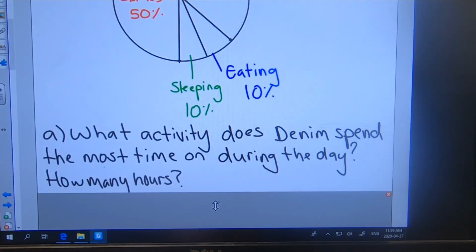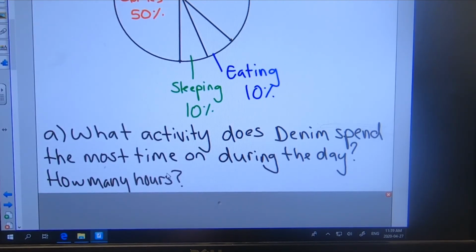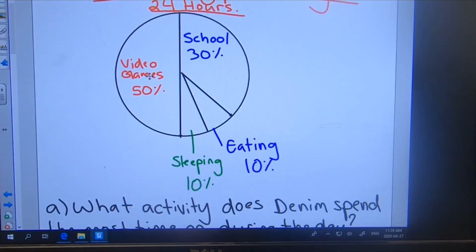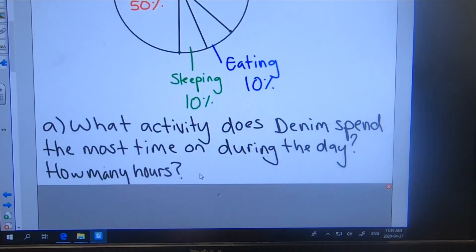The first question, and this is a question you're going to see a lot when we do this unit, is what activity does Denham spend the most time on during the day, and how many hours? So clearly, we don't need to do any work for which activity does he spend the most time on, because we can see it. It's right here. It's half of the day, or 50%, which is video games.